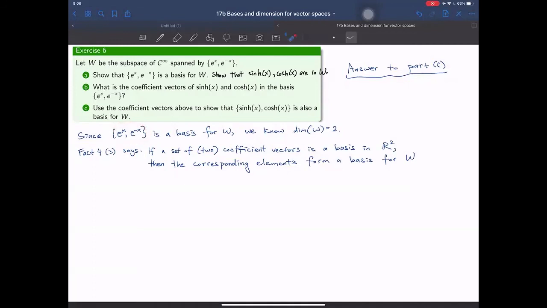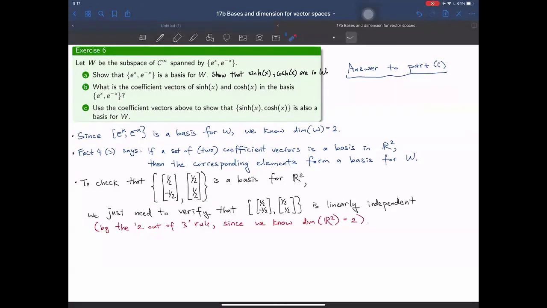Because this set consisting of two elements is a basis for W, we know that the dimension of W is 2. And so if we can show that a set of two coefficient vectors is a basis in R2, then we know that the corresponding elements form a basis for W. So we just need to check that this set of two vectors is a basis for R2. To do this, we just need to verify that this set is linearly independent because we can apply the 2 out of 3 rule since we know that the dimension of R2 is 2.